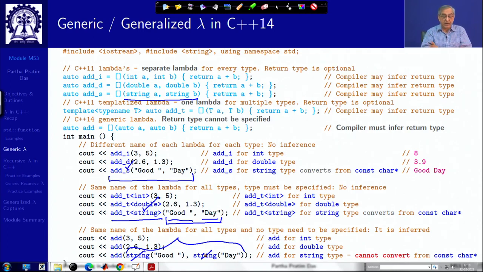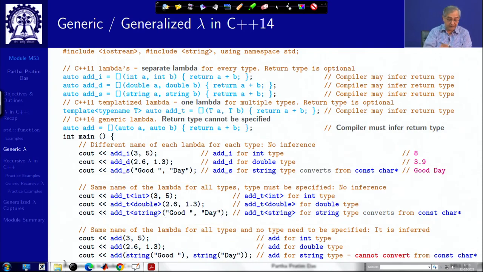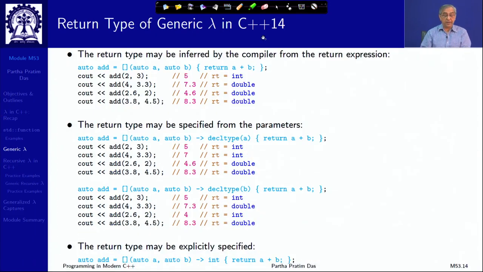Naturally const cat star cannot be added. So here the difference is you will have to specifically say what type your parameters are in the call, right? So this is the only difference that you have.